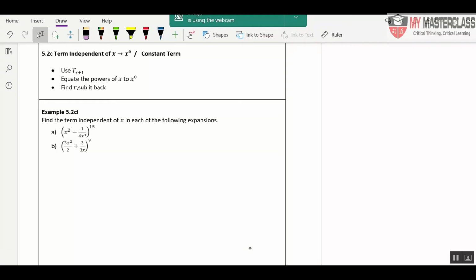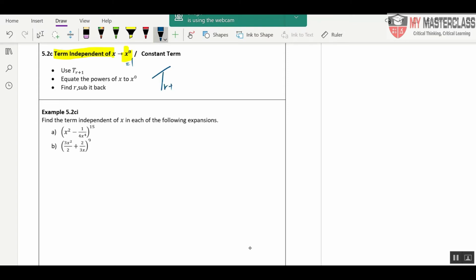For this part, we are talking about term independent of x. When you see the phrase term independent of x, it just means x to the power 0. Why? Because x to the power 0 is equal to 1. Term independent of x also means that it doesn't have any x, which means it is a constant, a number. It is k, it is 5, it is 10, it can be anything, as long as it doesn't have x.